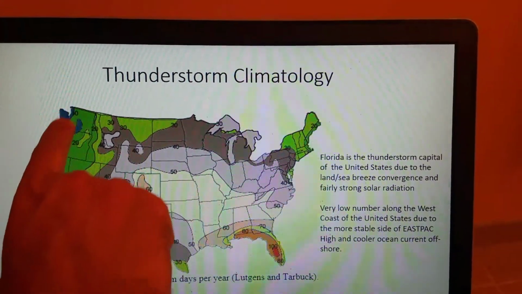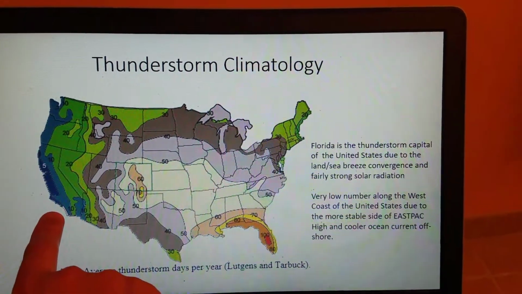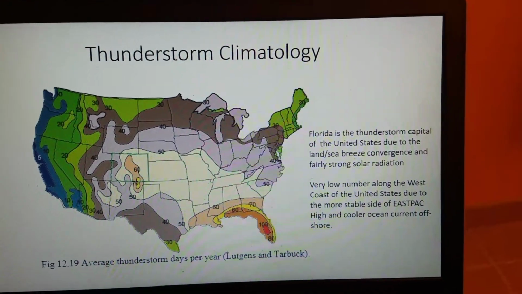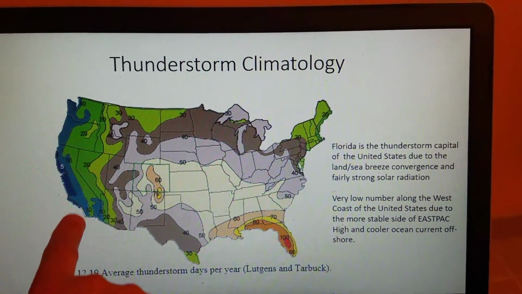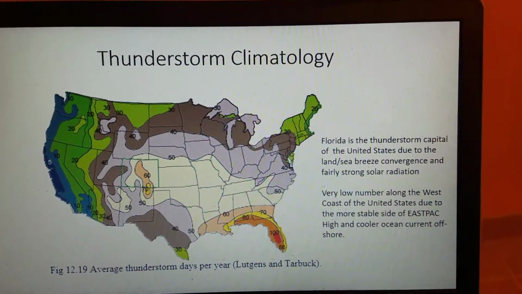And then you notice the West Coast hardly has any thunderstorm days because of the stability, the fact there's a colder ocean current off the coast, and they're also on the stable side of the Eastern Pacific high pressure system.